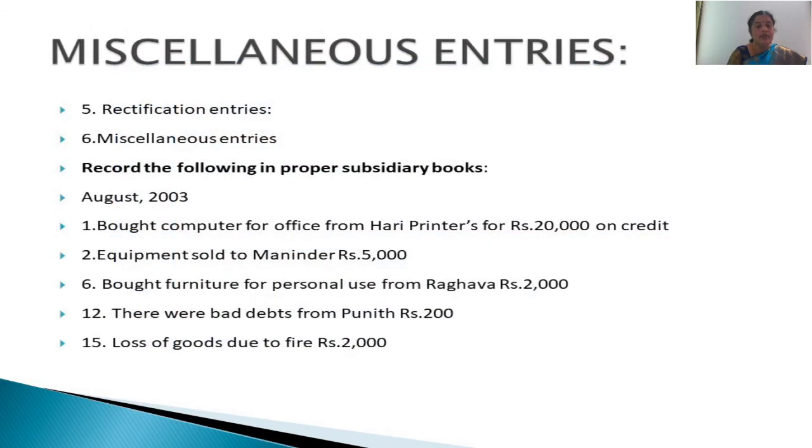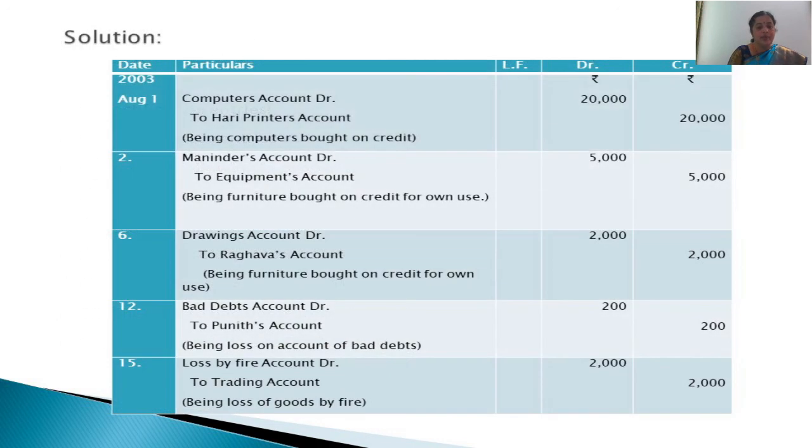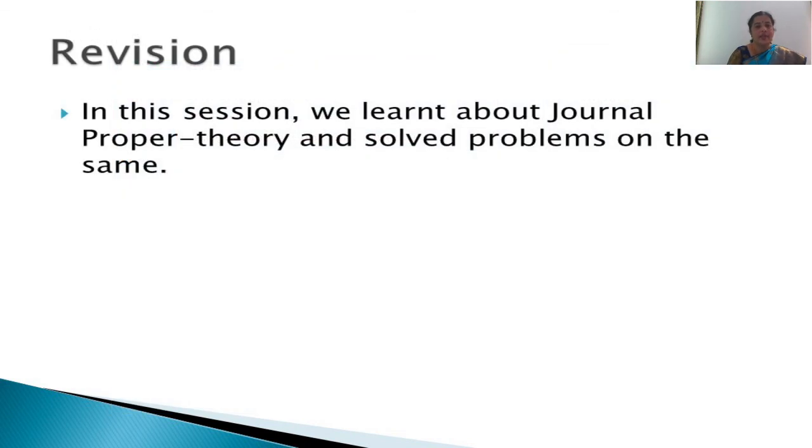Then loss of goods due to fire, rupees 2000. So this has to be accounted in our trading account, because we have to show the goods account in trading account, whether in closing stock or whether something has been done. So show it in trading account on the credit side. So loss by fire account debited to trading account, because it is a loss of goods by fire. So these are certain transactions which are not categorized under any of the above five types of entries, and which we call miscellaneous entries.